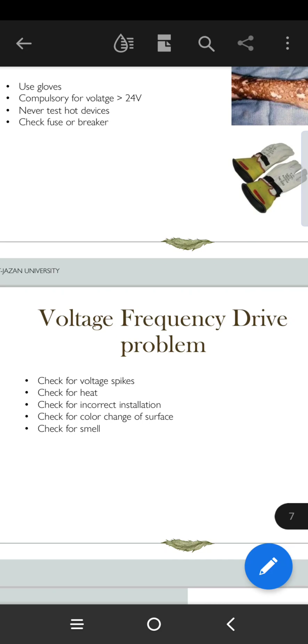Similarly, you can expect a question on how to avoid the problem in a variable frequency drive. How is that? You can write 2 points like checking voltage spikes, checking for heat or incorrect installation, checking for color change, checking for smell, etc.